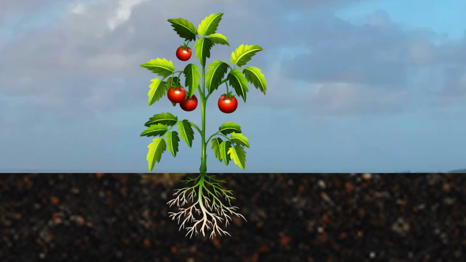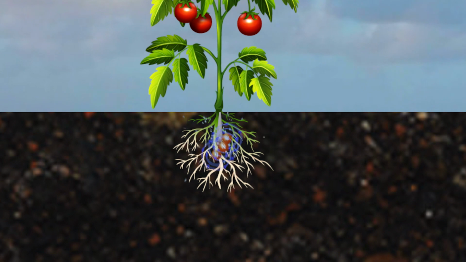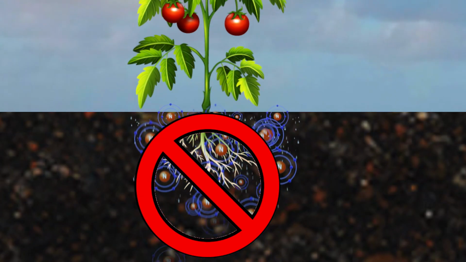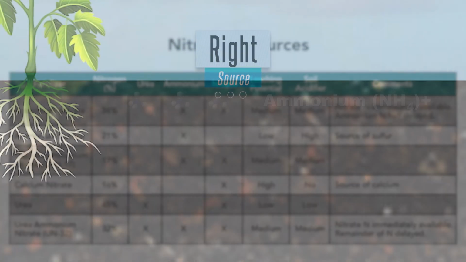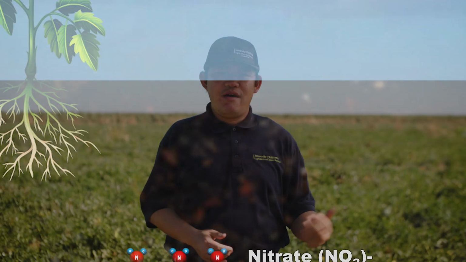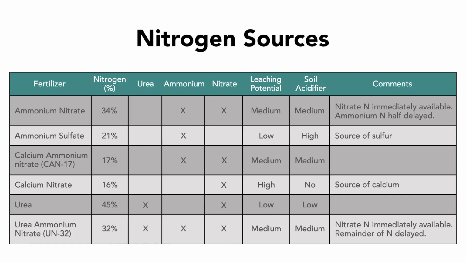So where is the right place to apply nitrogen fertilizers? Typically, the vast majority of important feeder roots are in the top 4 to 16 inches of soil. So it's in that upper zone where you want to keep your water and nutrient applications. And remember, nitrate moves with water, so if you push water below the root zone, you risk pushing nutrients below the root zone also. The right source is about preventing the applied nitrogen from converting too quickly into nitrate and leaching beyond the roots. There are many nitrogen fertilizer product options, but each has its own baggage.